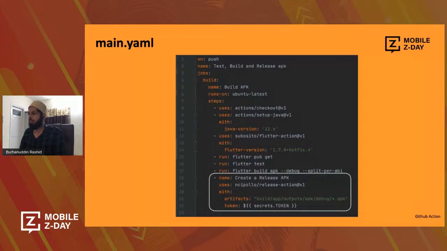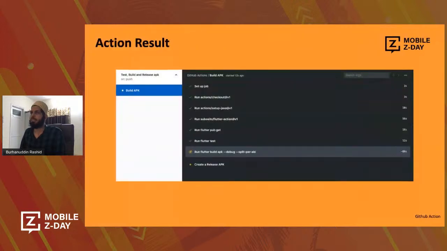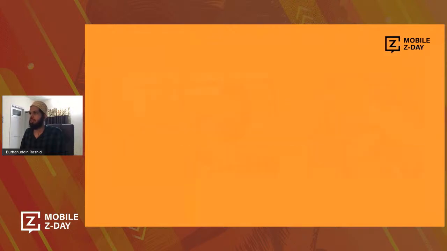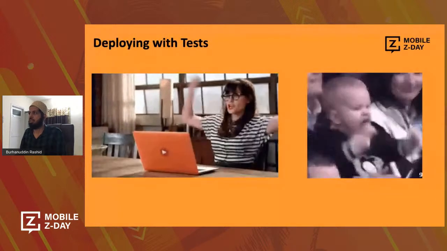Then you can create your release APK using another community-built action called release action. You just need to define the artifact path, and you just need to define a token. Based on the token, it will upload to Google Play. And this is how your action build will look. So now we know how to write tests. When we are going to deploy, we are going to be in this mode.